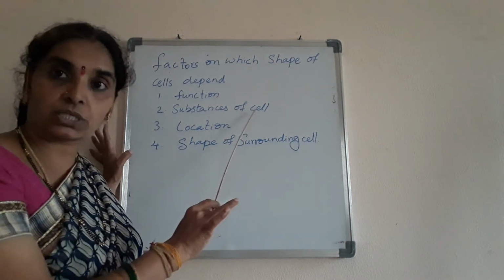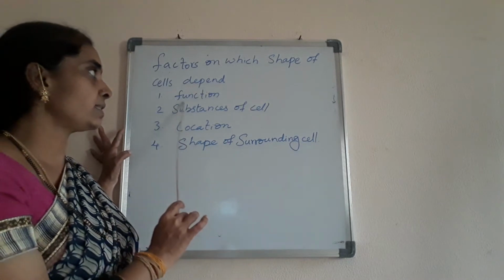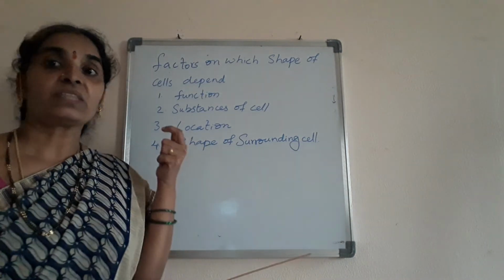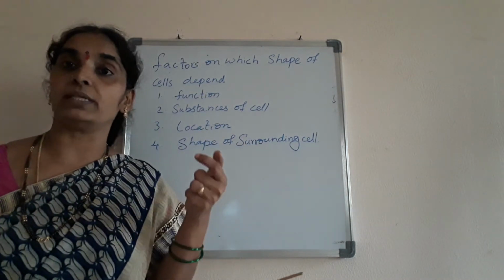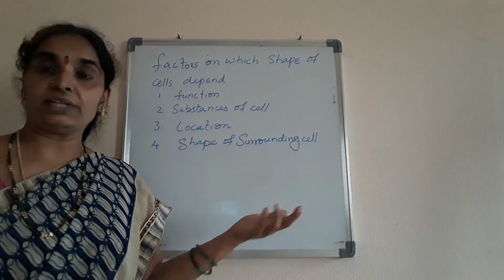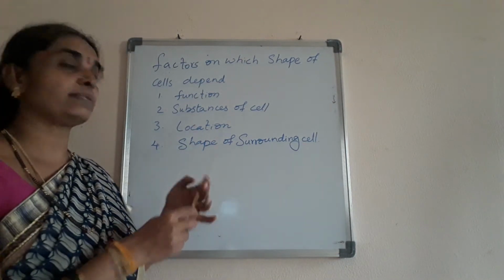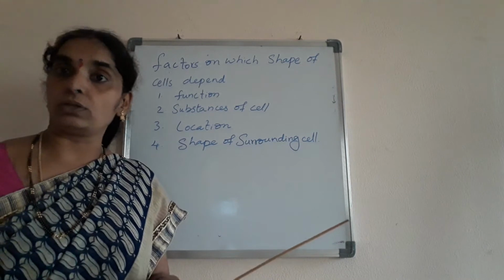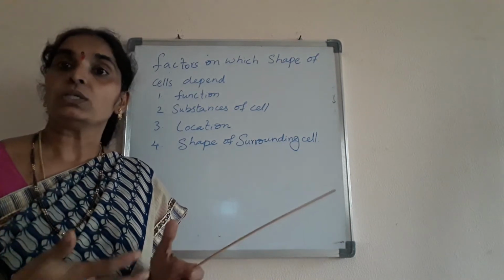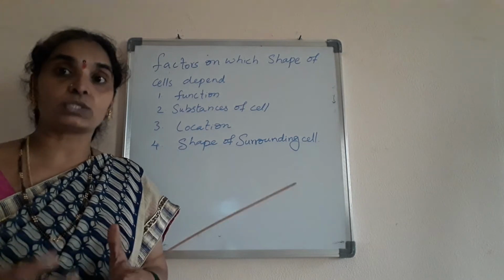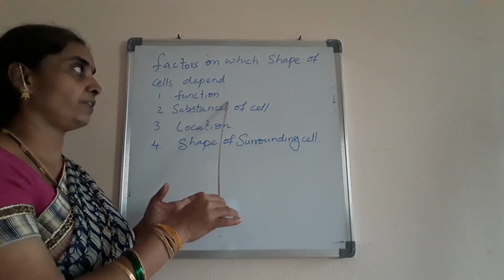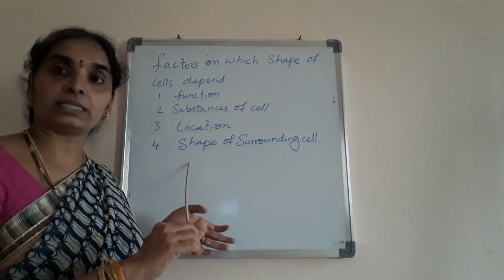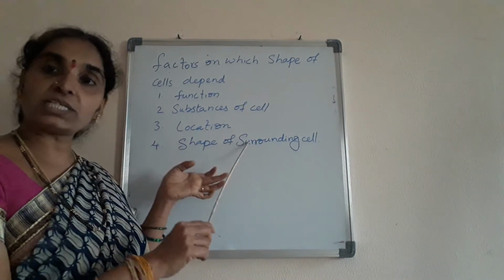Mainly it depends upon the function of what it performs. So we can say that it is related mainly to function. The human nerve cell's shape is such that it transfers messages to different organs of the body, so the shape is an elongated structure. The RBCs are round or biconcave to rotate in the blood. So the shape is suited to do its function. The shape of the cell depends on its function, the substances present in the cell, or the location where it is.